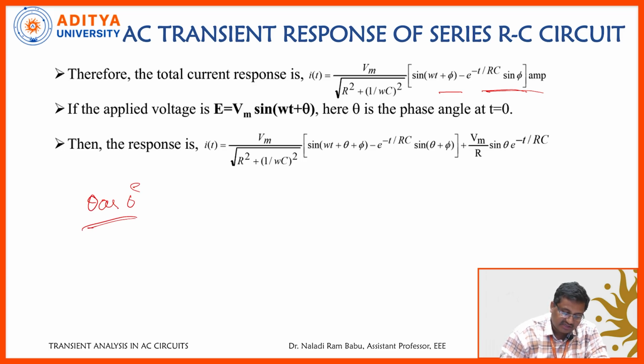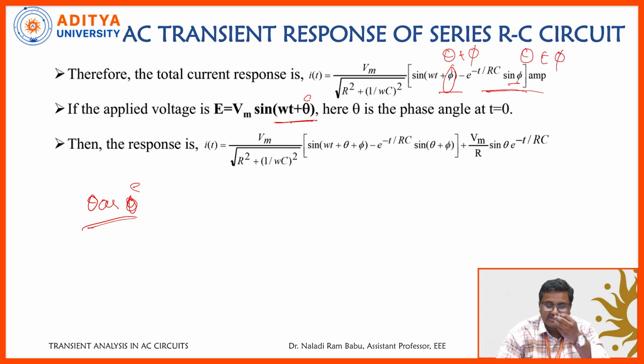For example, if we consider theta as 0 degrees, or if we consider a phase angle difference in the supply voltage, then like in the RL circuit, it will be in the form of theta plus phi. This plus is for leading conditions, whereas for the RL circuit we have kept theta minus phi, that is for lagging conditions. So the final expression is I of t equal to Vm by the square root of R square plus 1 by omega C whole square, sin of omega t plus theta plus phi, minus e power of minus t by RC into sin of theta plus phi. And this is some constant term.